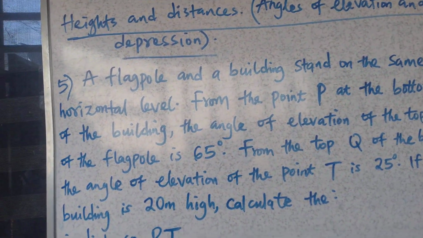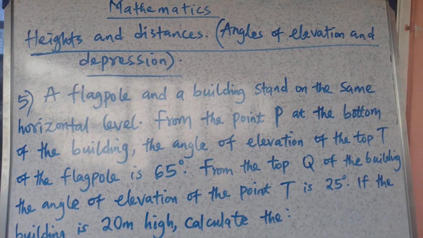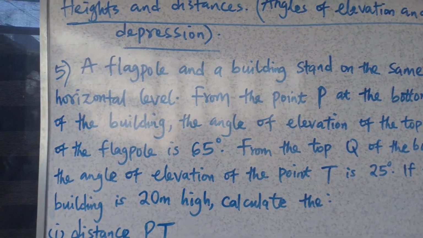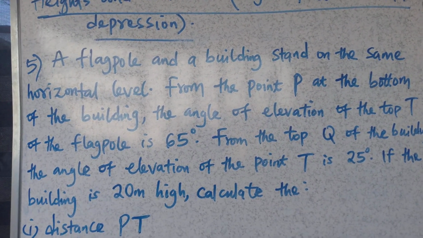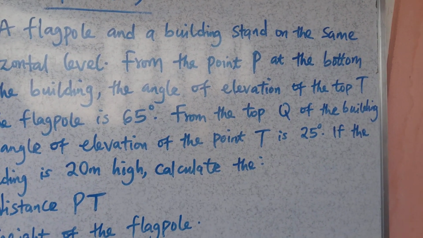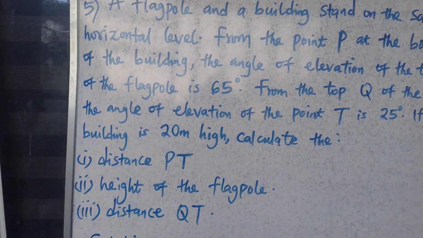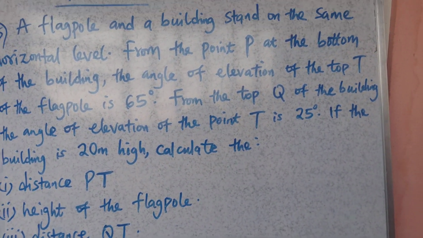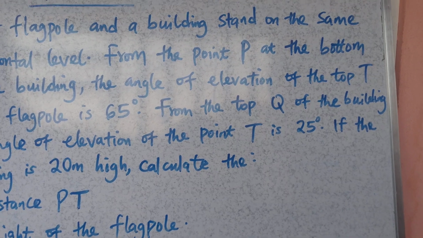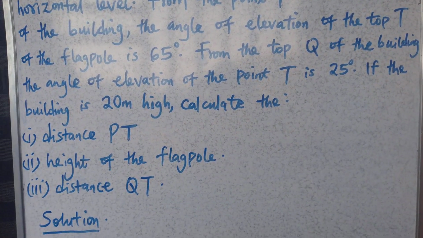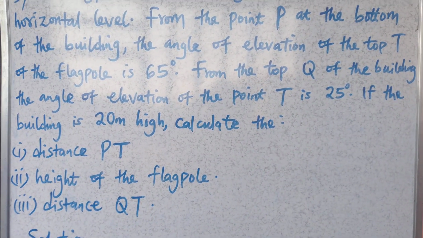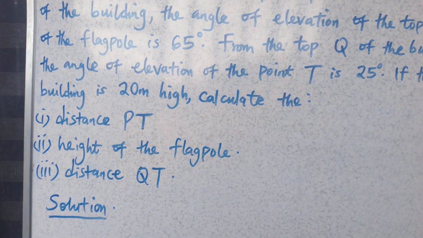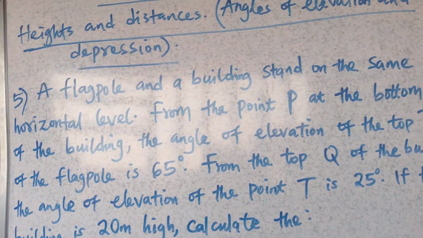Okay, we have another question on the board. It says, a flagpole and a building stand on the same horizontal level. From the point P at the top of the building, the angle of elevation of the top T of the flagpole is 65 degrees. From the top Q of the building, the angle of elevation of the point T is 25 degrees. If the building is 20 meters high, calculate the distance PT, the height of the flagpole, and distance QT. So we'll start with that.